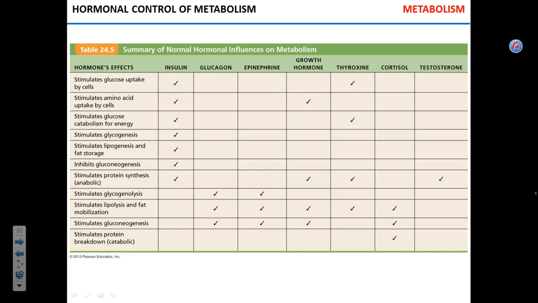Which processes are dominating? Anabolism in absorptive state, catabolism in post-absorptive state. I'm going to ask you, what happens to proteins in post-absorptive state? Proteins are broken down to amino acids. In absorptive state, proteins are synthesized from amino acids. That makes sense. Which processes in absorptive state are up? Glycogenesis, not gluconeogenesis, glycogenesis, lipogenesis, glycolysis.